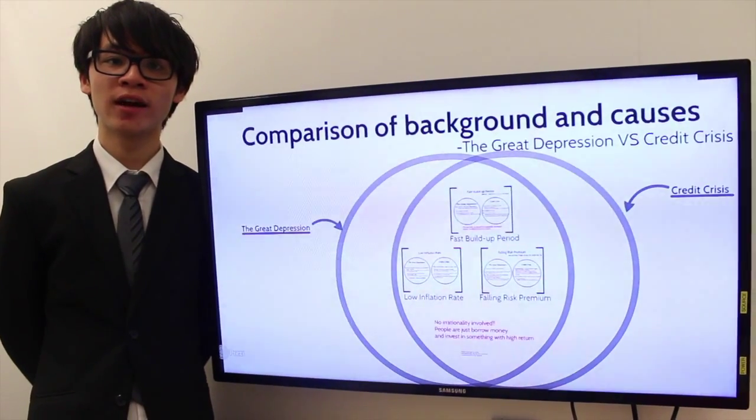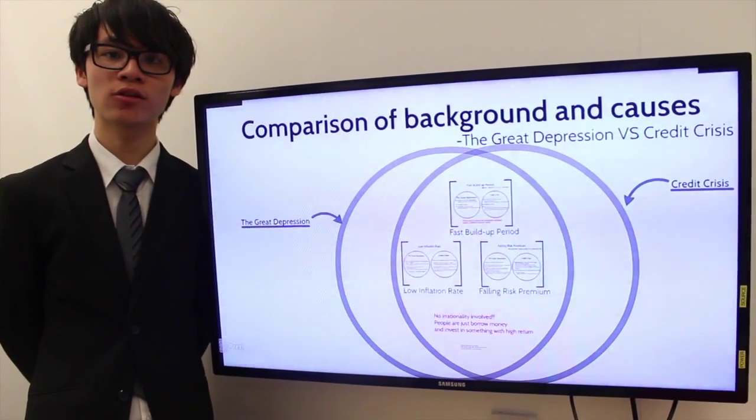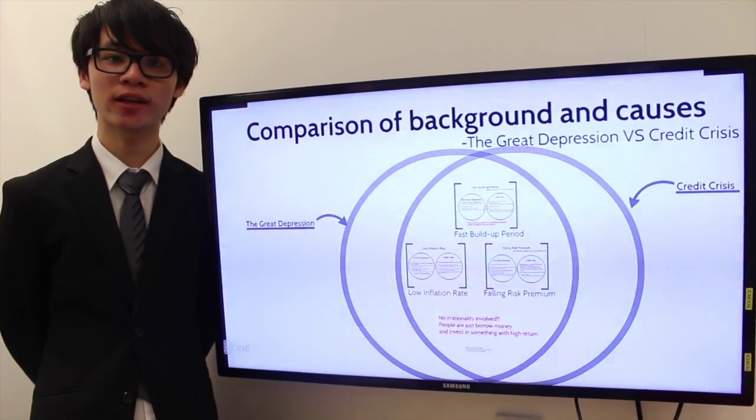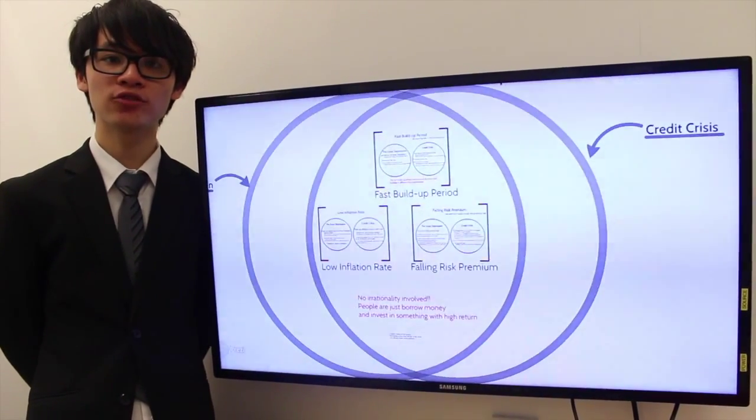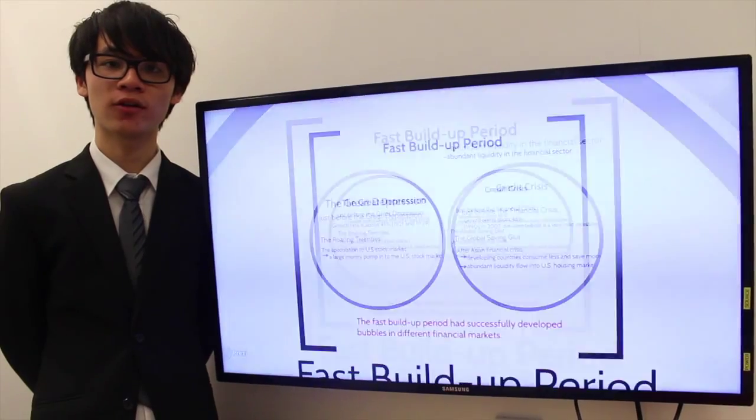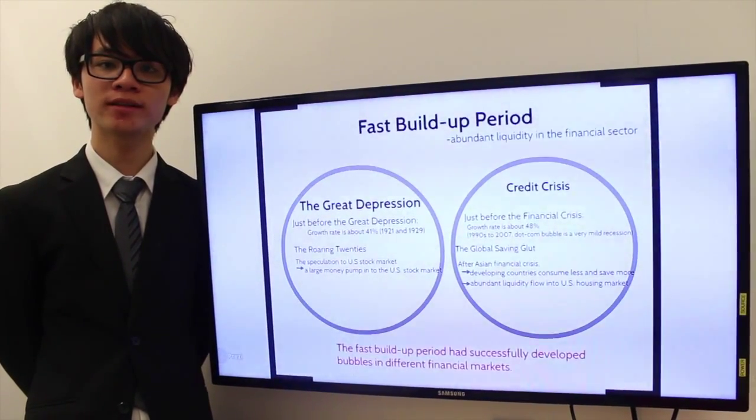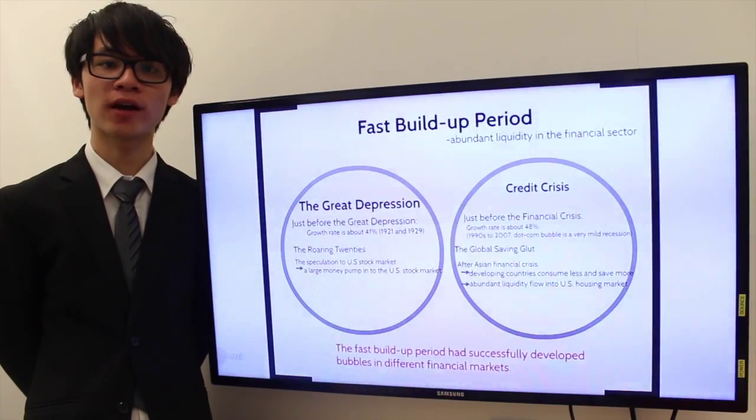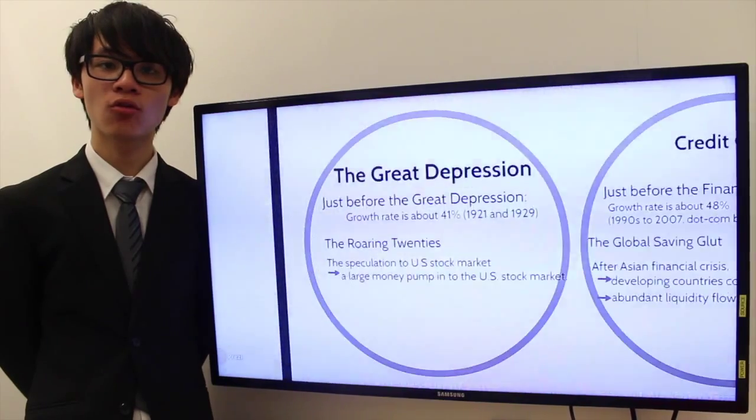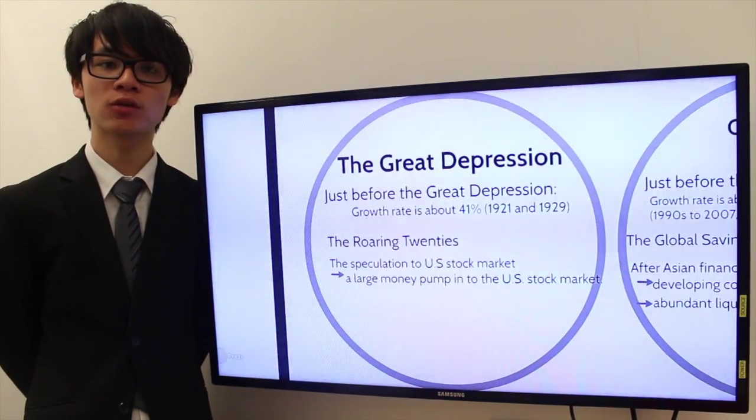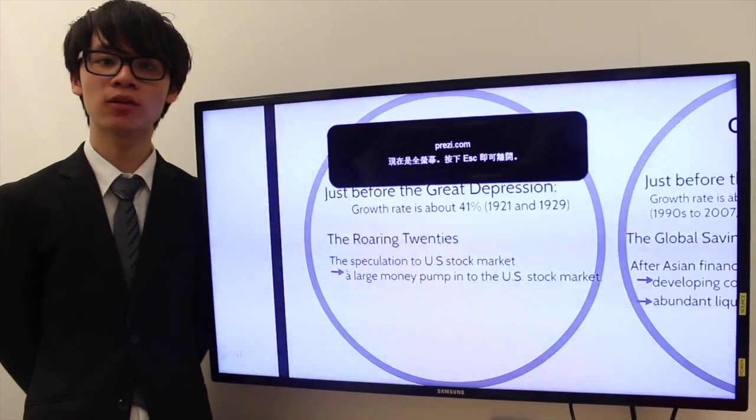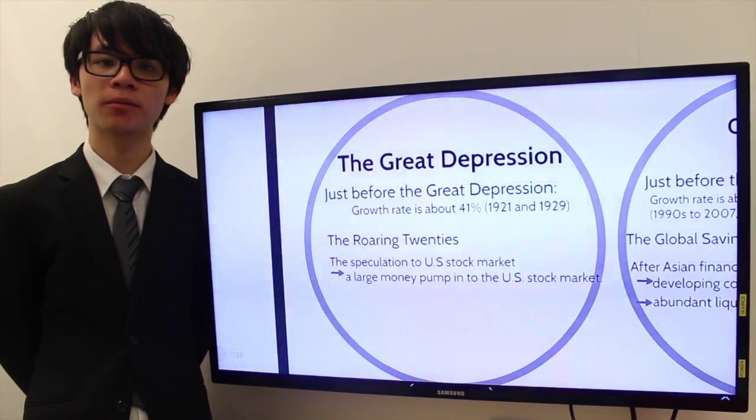Let's focus on the comparison of background and cause between the Great Depression and the credit crisis. There are three major similarities. The first similarity is the fast build-up period. Both financial crises experienced abundant liquidity in the financial sector, as mentioned before. For the Great Depression, the growth rate of the stock market was about 41% due to the Roaring Twenties. A large amount of money was pumped into the US stock market.